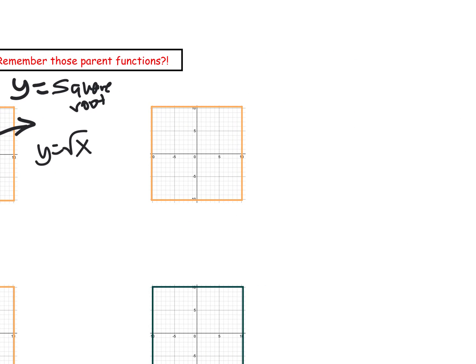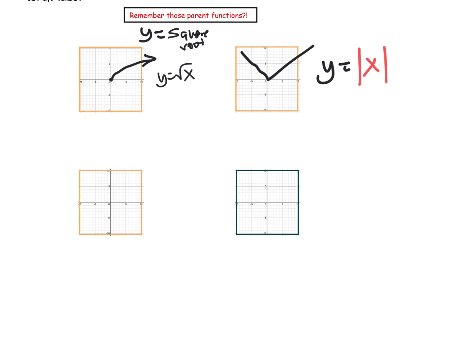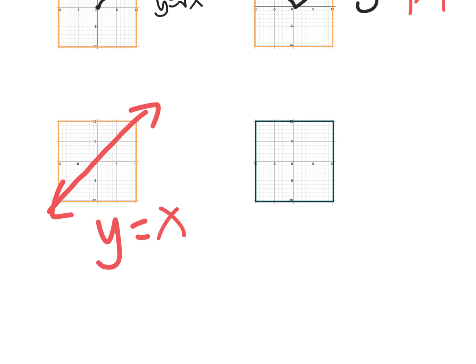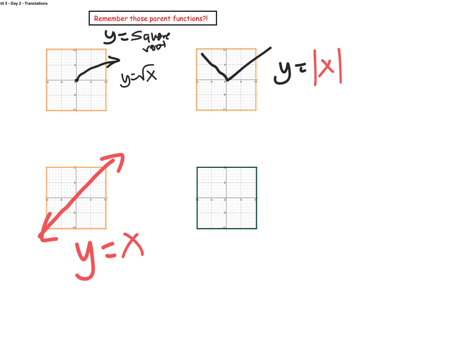Good. And how about this one? Say it. Absolute value. Good. This one. Say it if you know it. y equals x. And last but not least, the parabola. y equals what? x squared. Good. Those are the 4 biggies.